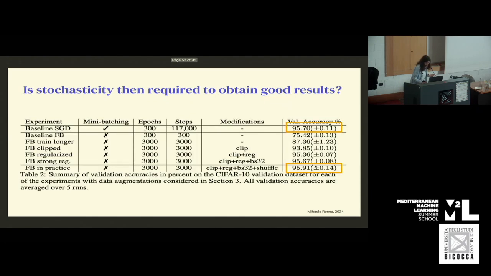So let's see what happens. They start with a full baseline SGD on CIFAR 10, and the accuracy is pretty high. If you look at the baseline full batch gradient descent, that's not looking good. We're losing 20% accuracy by moving from SGD to full batch gradient descent. This is the gap I was mentioning in terms of generalization performance between SGD and full batch gradient descent. Now, if we do some tricks, but particularly add the regularization, then you can bridge the gap between the two.